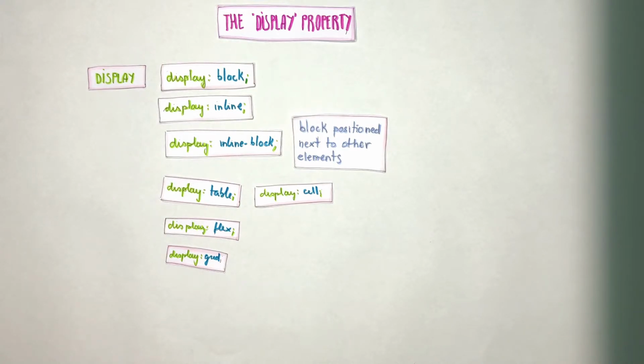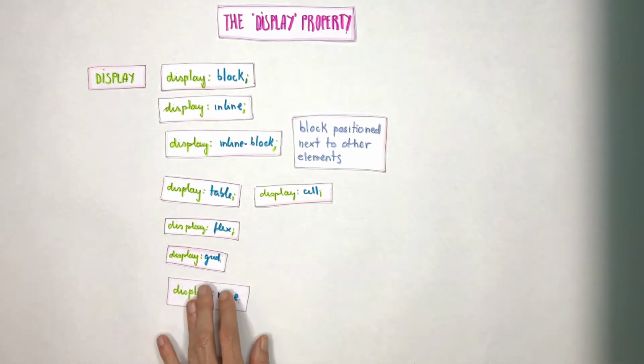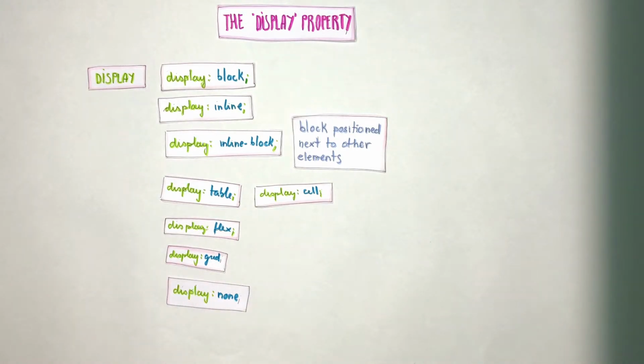Another very useful property is display none. With this one, the element is not shown. We use that a lot in combination with JavaScript to hide an element that is going to be shown later. For example, we hide an image that is going to appear when we click a button. We will see how to do that when we get into JavaScript.